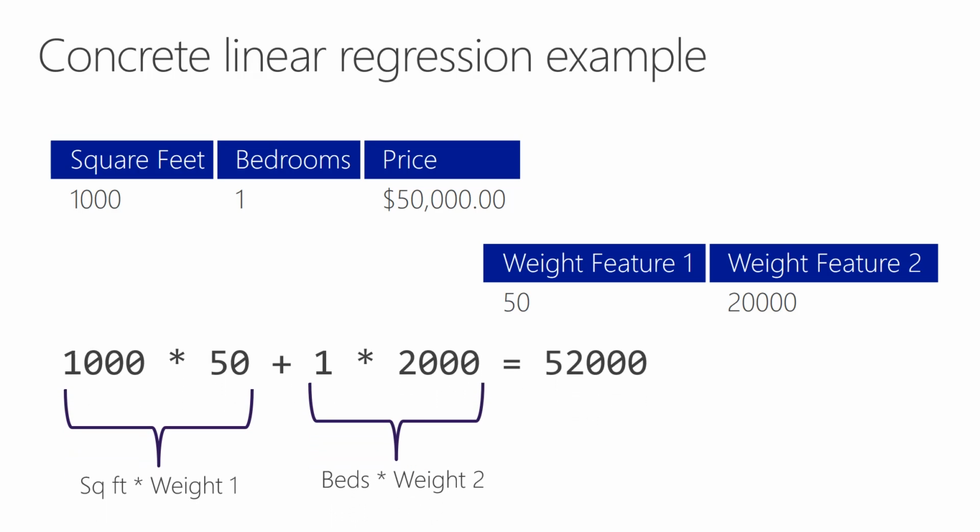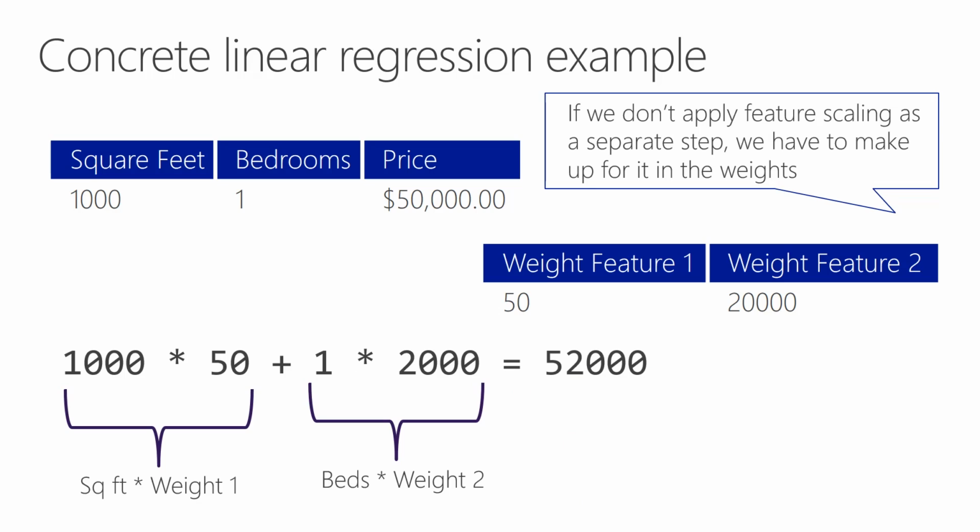So once we have all this, here's how linear regression comes to a prediction. It takes my 1,000 square feet times my weight for feature 1, which happens to be square feet, plus, and then 1, and the weight. That should actually be 2,000. It looks like I have 20,000 there. So anyway, that should be 2,000 though, right? So that gives us a prediction here of 52,000.